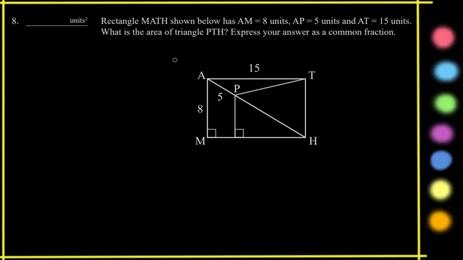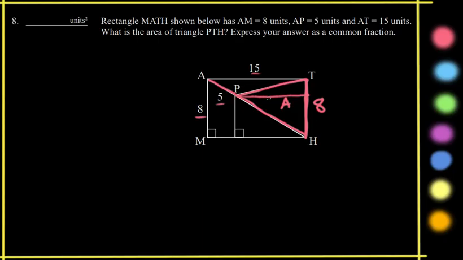So it says rectangle MATH, shown below, has AM is 8, AP is 5, that's this diagonal distance here, AT is 15, and what is the area of PTH? Okay, so they want to know the area of this triangle here. What is the area of that thing? Okay, so the best way to figure out this area is going to be to find this base here from T to H. And actually we already know that since it's a rectangle, that's going to be 8. So the area is going to be 8 times the height, right? If we find that height there, we'll be done.